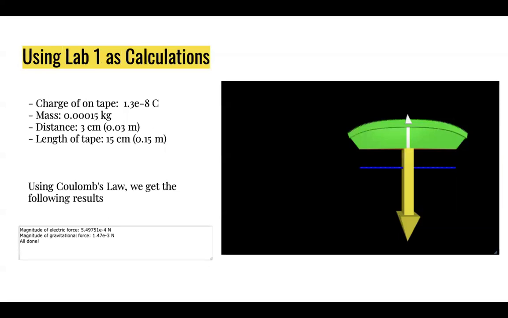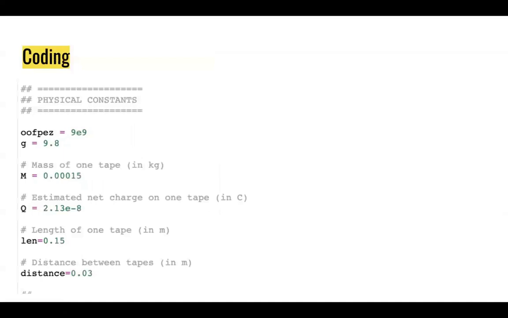This is what we get when we use calculations from lab 1. So basically what happens is because we are treating it as a point charge, we cannot get very accurate calculations, because if you look at the answers here, you can see that the electric force is almost three times smaller than the gravitational force, as indicated by this graph.